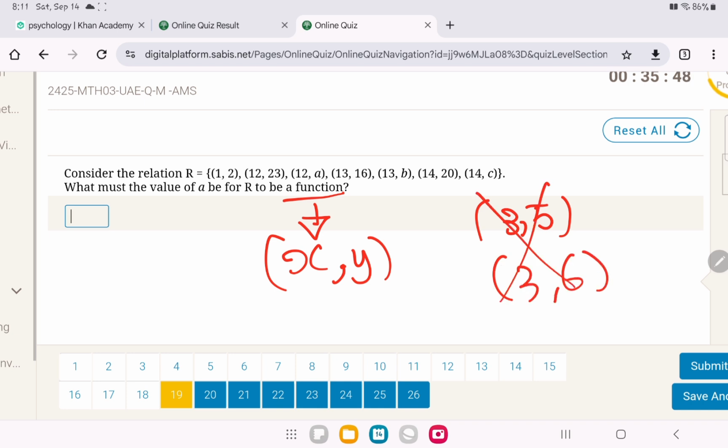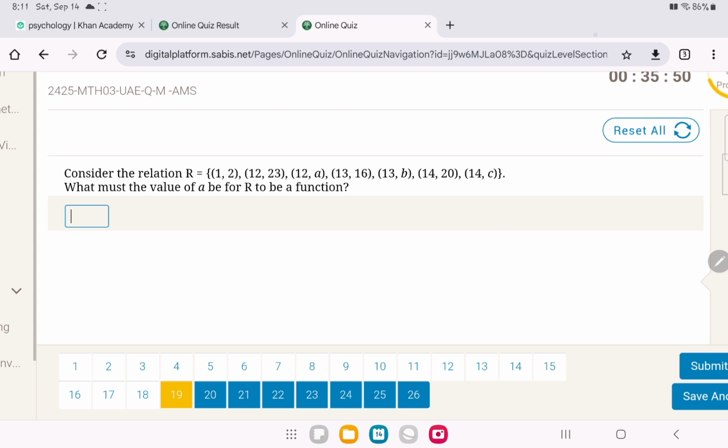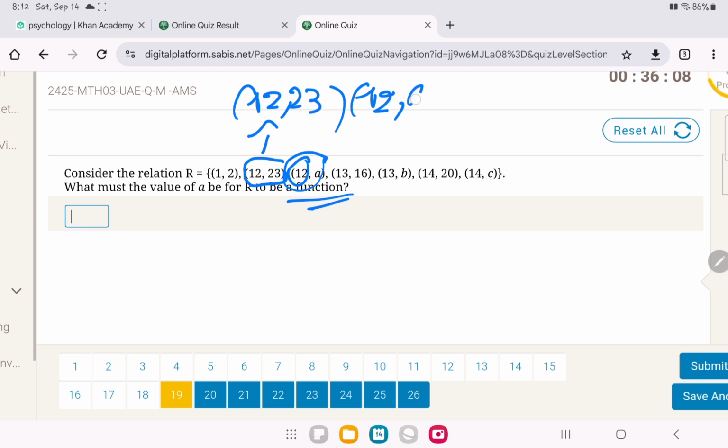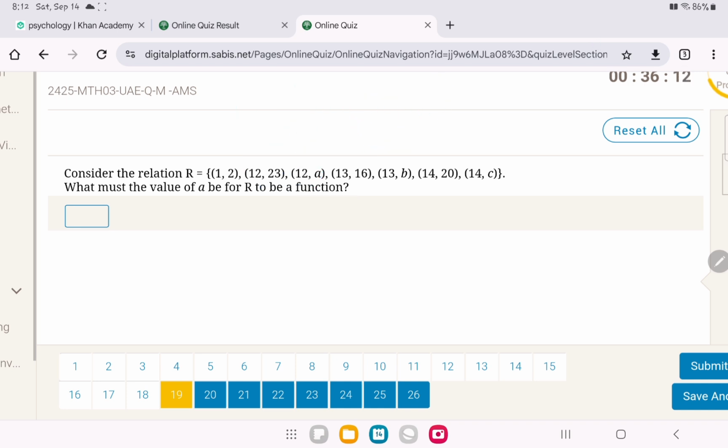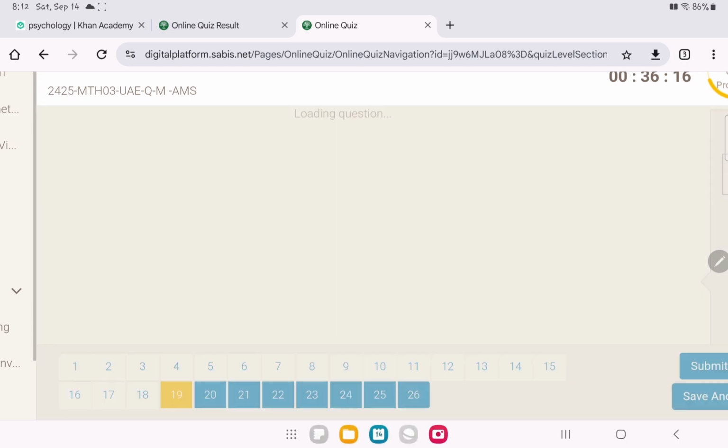Otherwise, it's not a function, but a relation. So they need a function. And for a, we know that its x is 12. So we have to look in the whole set for something that has x is 12. This one. So we have 12, 23, and 12a. 12 is 12, and that means that 23 is a. So the value of a is 23.